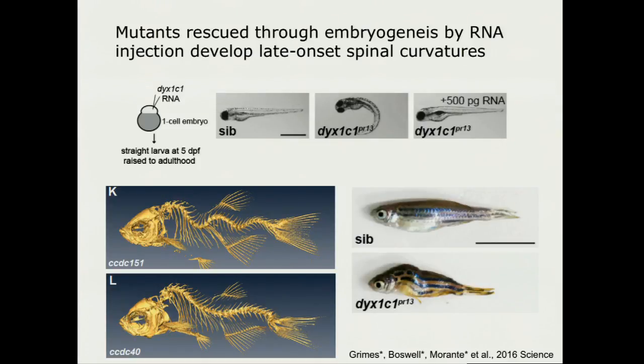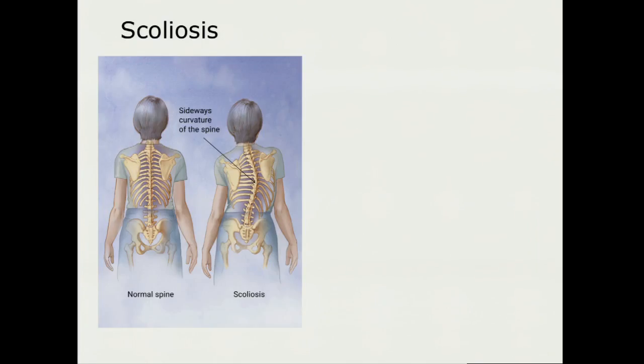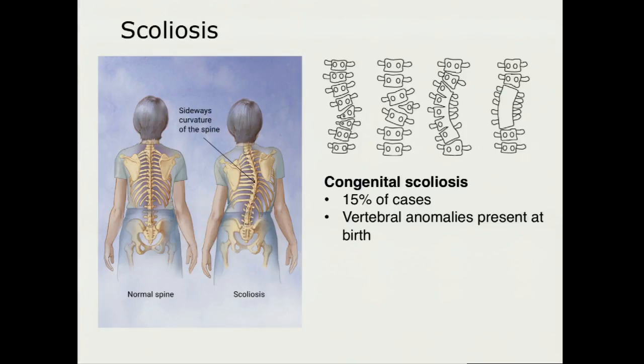Now, the reason this is in a human disease section is that we do think this is strikingly reminiscent of the human disease scoliosis, which is essentially spinal curvatures. Now, there are many ways to categorize scoliosis. The way I've chosen to do so today is to think about it in terms of congenital scoliosis. This is a birth defect, essentially. It's about 15% of cases, and it's caused by vertebral abnormalities. So you can see in the schematic wedge-shaped vertebrae or vertebral fusions. And it's quite easy to imagine how these sorts of defects would lead to spinal curvatures.